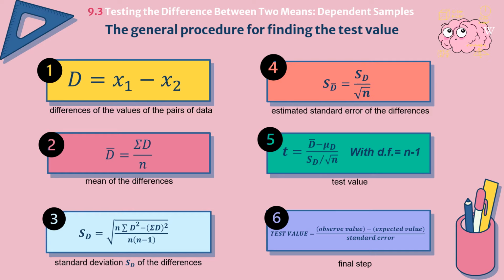Again, for our step 3, we have this general procedure for finding the test value. We have 6 steps. First is the differences of the values of the pairs of data. Second, mean of the differences. Third, standard deviation of the differences. Fourth is estimated standard error of the differences. And then fifth is the test value, and our next is the final step.